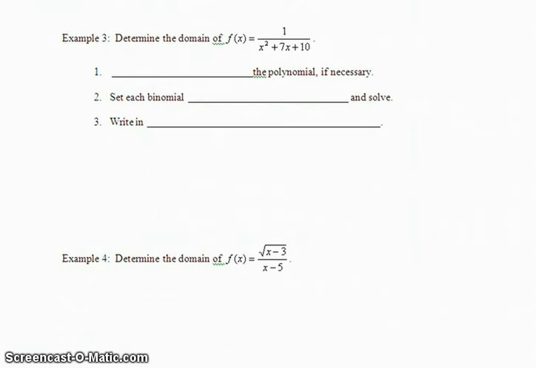Sometimes when we're looking at a function and trying to determine the domain, we have a more complex denominator. So if you happen to have a polynomial in your denominator, sometimes you may have to factor that denominator if you can and if necessary. Next, we're going to set each binomial not equal to 0 and solve and see what values we want to avoid. Then we're going to write it in set notation.